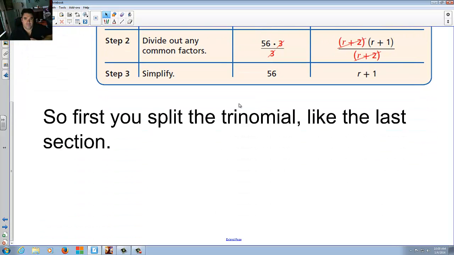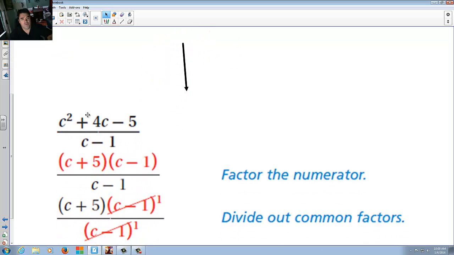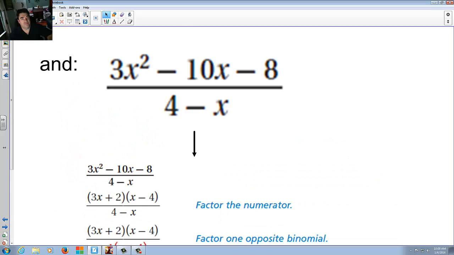Same idea here. So if you split the trinomials like the last section. So c squared plus 4c minus 5 over c minus 1. We're basically going to break this down into c plus 5, c minus 1. c minus 1's cancel, leaving c plus 5.